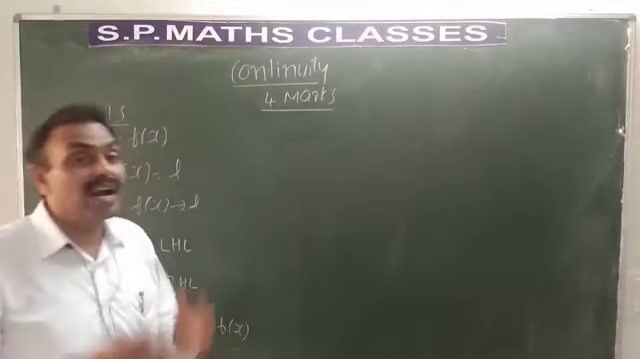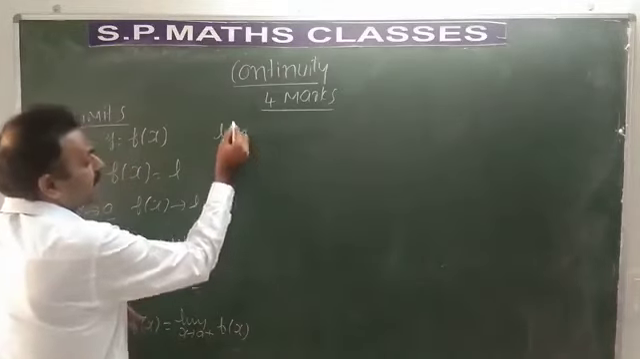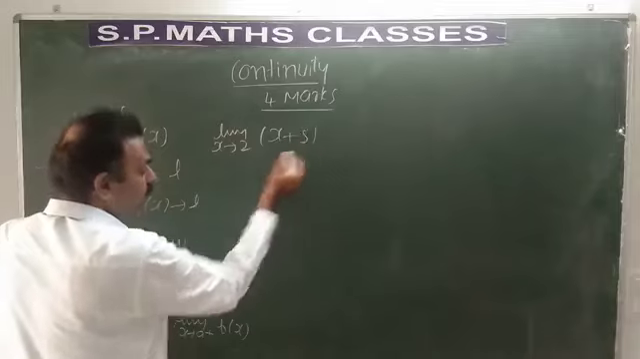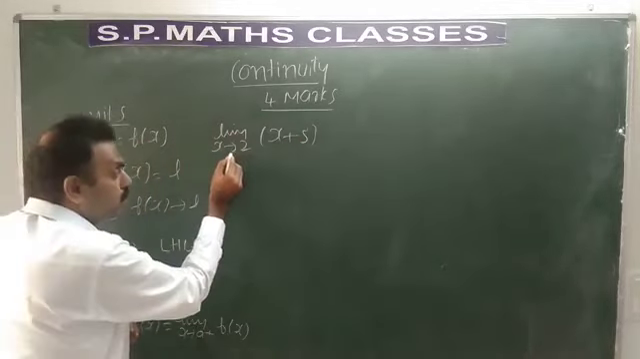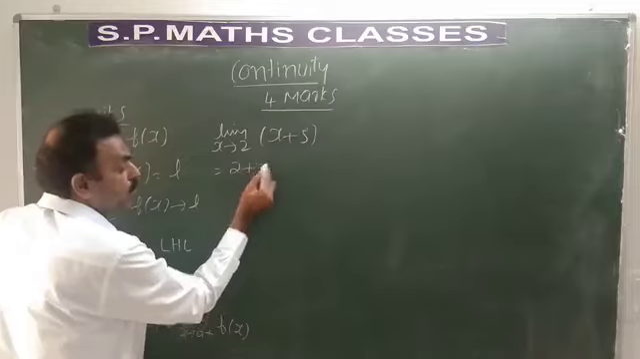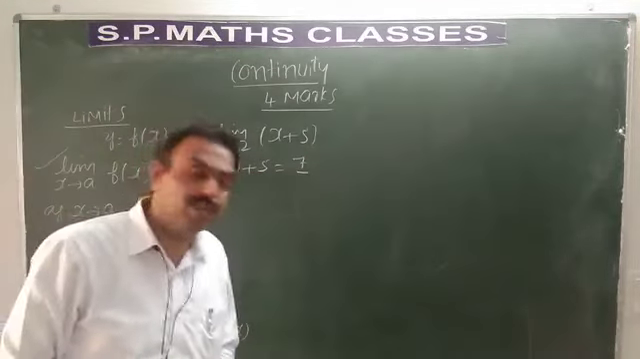Afterwards you have studied evaluation of limits. Students, you have studied, suppose I take limit as x tends to 2 of x plus 5. What are you going to do? You are going to substitute the value of x in the given f of x. So you get 2 plus 5 is equal to 7. This is direct evaluation of limits.